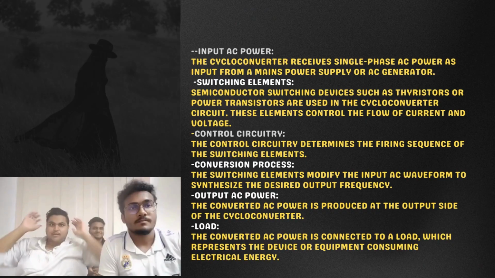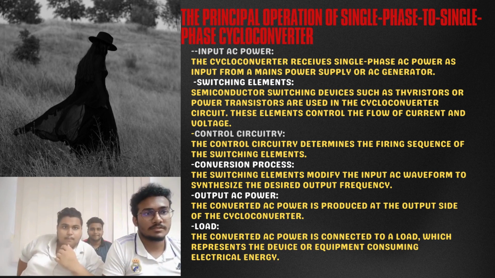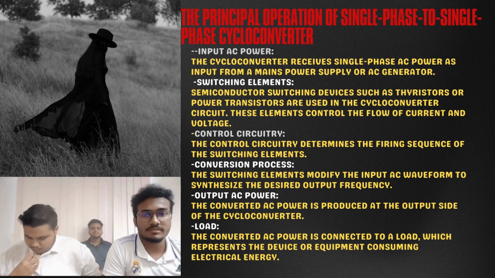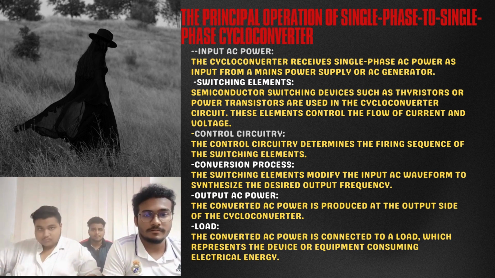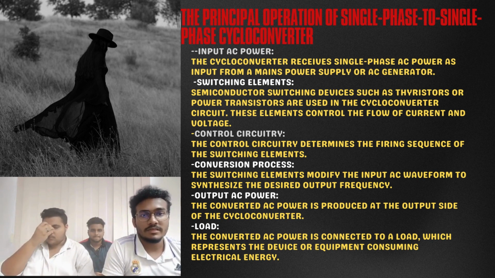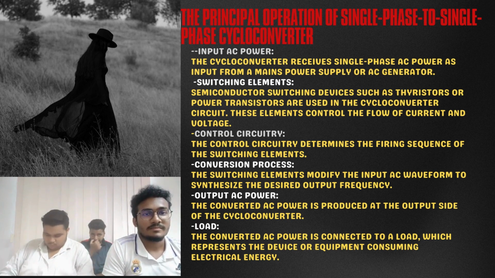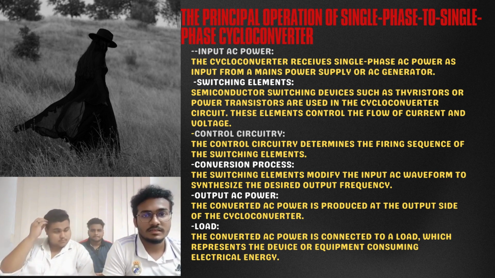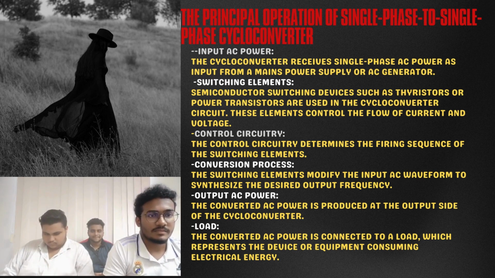The load may be a motor, heater, lighting system, or any other electrical device requiring AC power at the desired frequency. The principal operation of single phase to single phase cycloconverter: input AC power, switching elements, control circuitry, conversion process, output AC power, and finally load. Input AC power: the cycloconverter receives single phase AC power as an input from a main power supply or AC generator. Switching elements: semiconductor switching devices such as thyristors or power transistors are used in the cycloconverter circuit. These elements control the flow of the current and voltage.